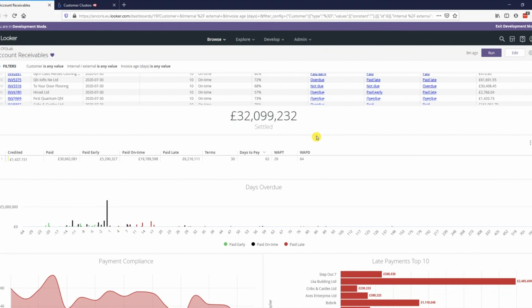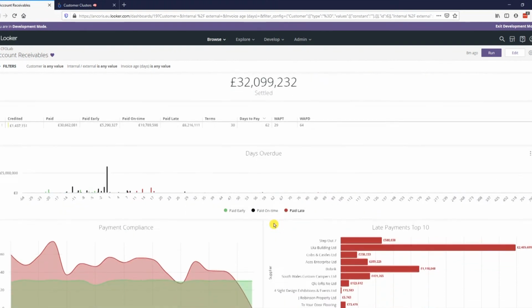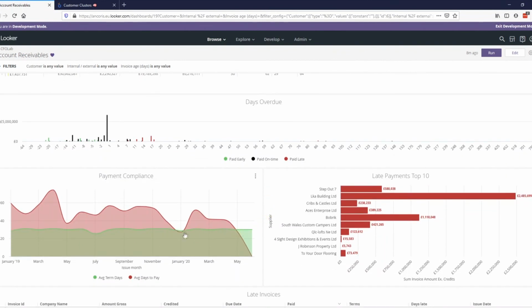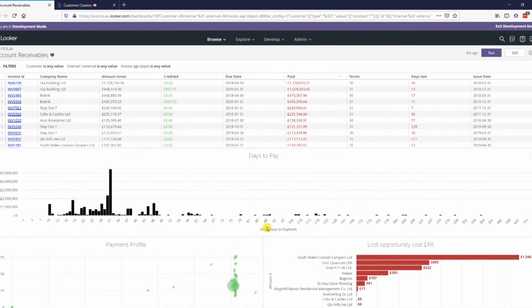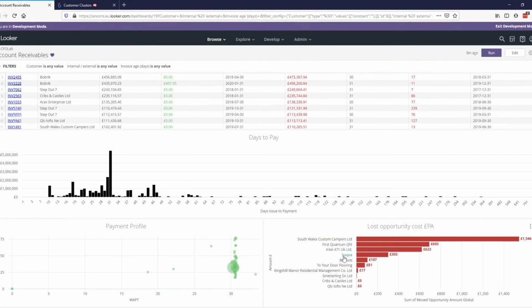Last but not least, the settled section analyses your historical invoices. We have put together a suite of fascinating analytics to unearth previously buried insights into your data. From the payment compliance of your customers, are they sticking to term dates? To the lost opportunity cost from late payments, how much did those late payments cost you?